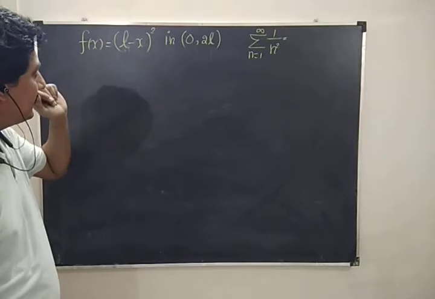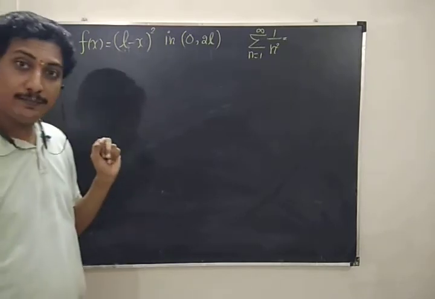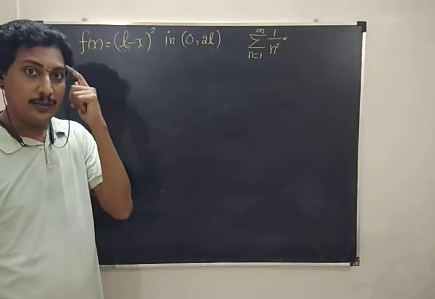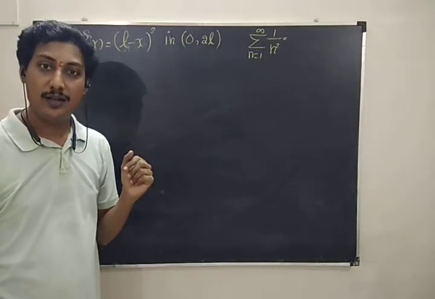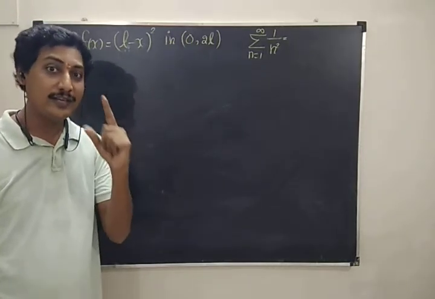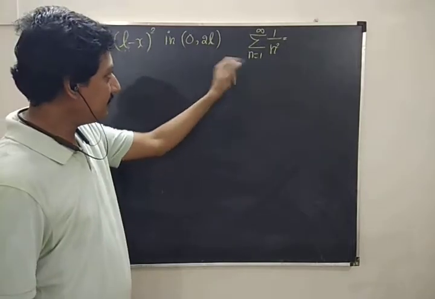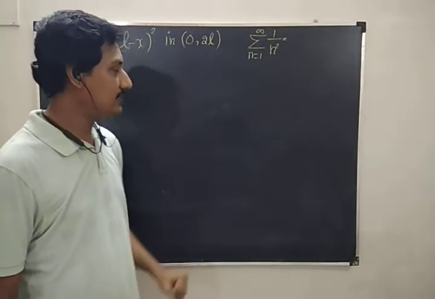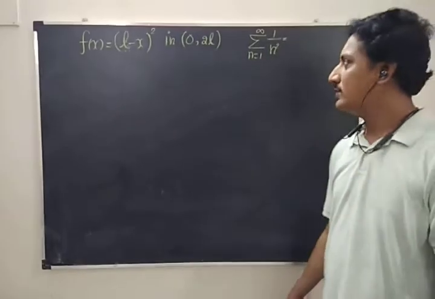Have you seen this function f of x equal to (L minus x) whole square? This is the general Fourier series, where the interval is 0 to 2L. After getting the Fourier series, deduce the sum of the infinite series sigma n equal to 1 to infinity 1 by n square. What is the answer for this one?